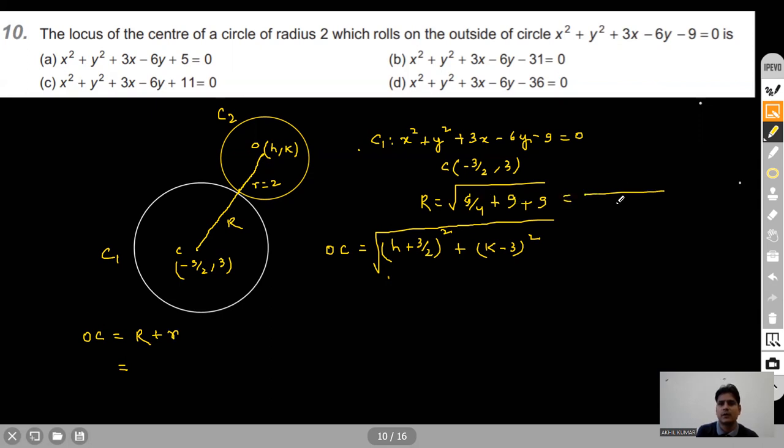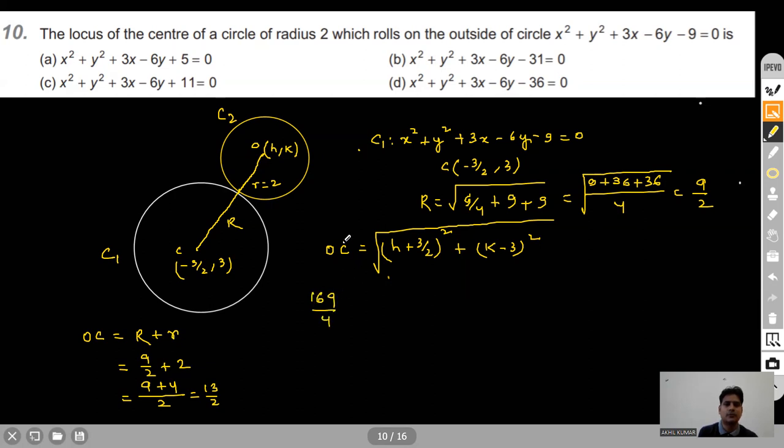This will be 9 by 4 plus 9 plus 36, under root. So 36, 72, 9, 81 by 4, that will be 9 by 2. So this is 9 by 2, and we know the radius of this circle, that is 2. So this OC will become 2 plus 9 by 2, that is 13 upon 2. So let me square it on both hand sides. We will get 169 by 4.